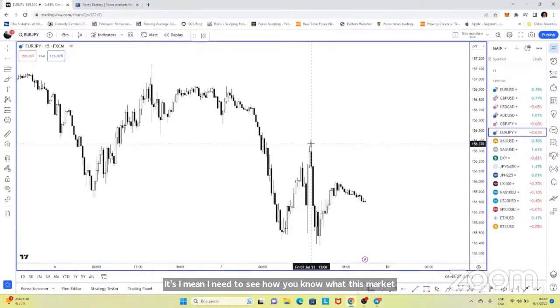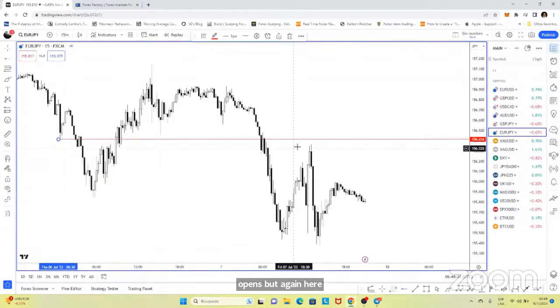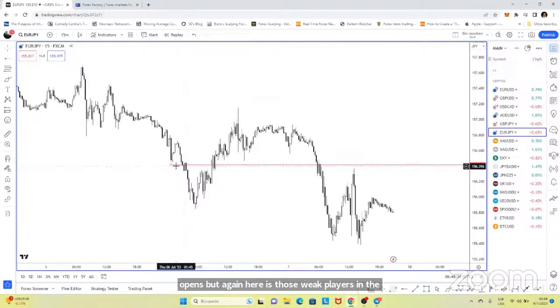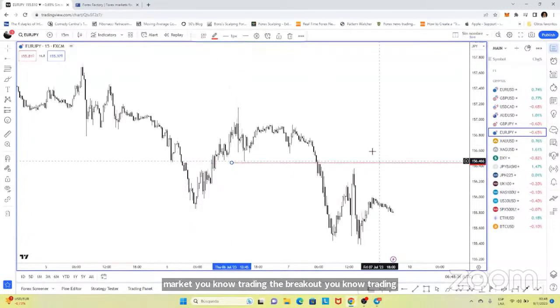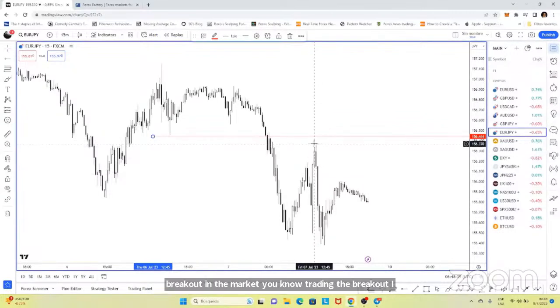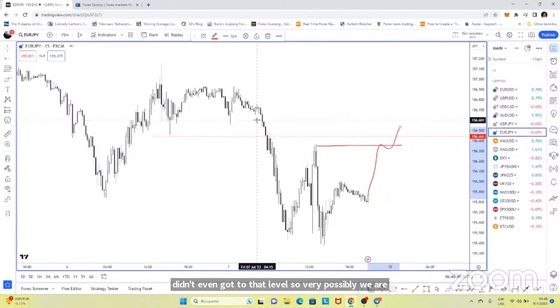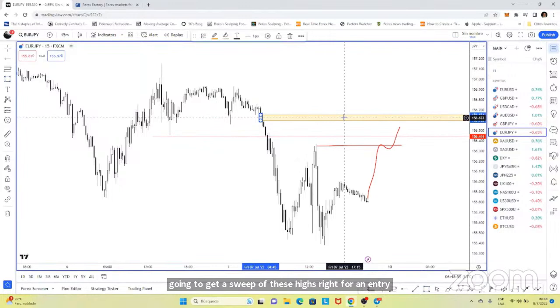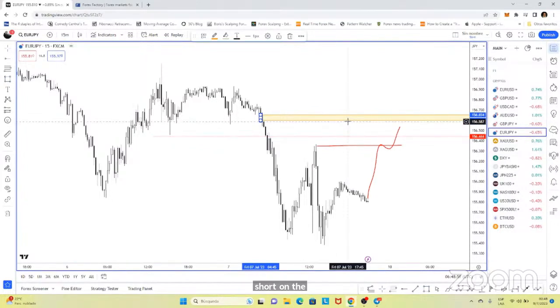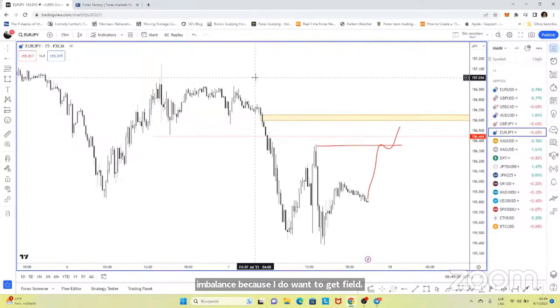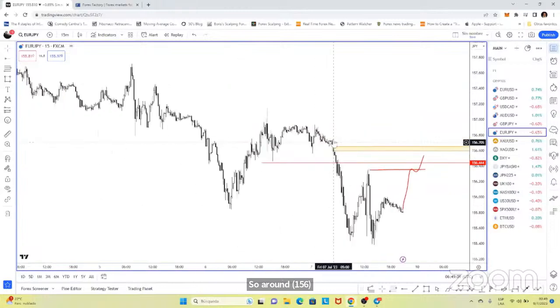But again, here are those weak players in the market, trading the breakout, the breakout of this key pivotal level on the previous lows. This entry didn't even get to that level. So very possibly we are going to get a sweep of these highs, right? For an entry short on the euro yen around the 156. I always place my entries below that imbalance because I do want to get filled. So around the 156.60, 59, 156.59, let's call it, with stop losses above the structure high, right?